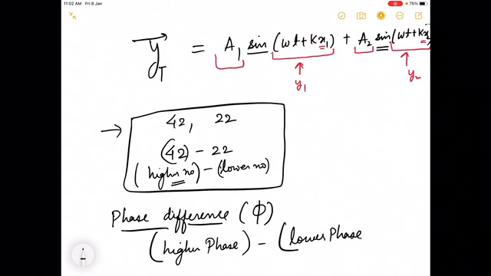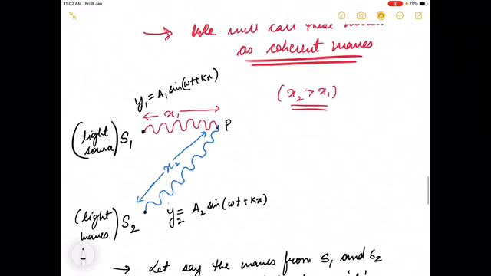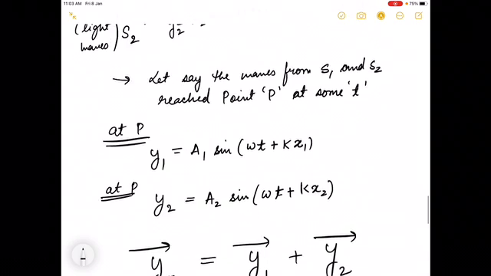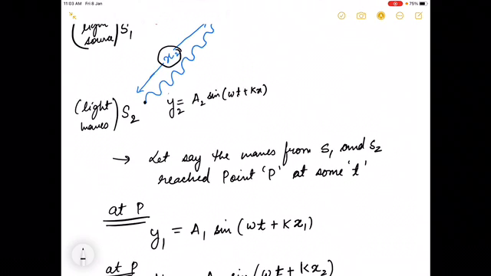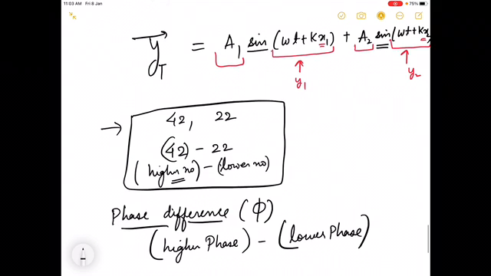I hope that is understandable, right? Okay, what is the higher phase here? See, you have to go back to the picture here. Higher phase depends upon the displacement, right? So your x2 has higher displacement. x2 means the second wave has traveled more. So the phase for y2 will be higher, right?